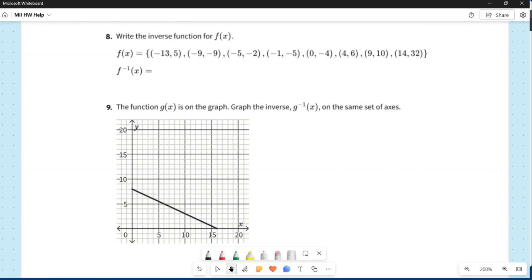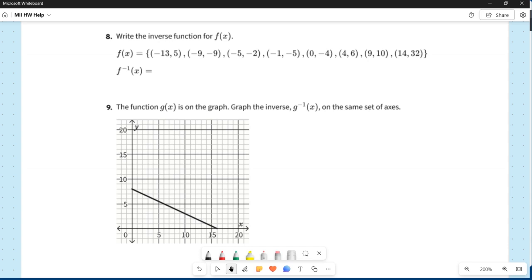Question 8. For question 8, it says, write the inverse function for f of x. And this time, we're not given a table of values. I mean, we kind of are, it just looks different. What we're given this time is a whole bunch of coordinate pairs.